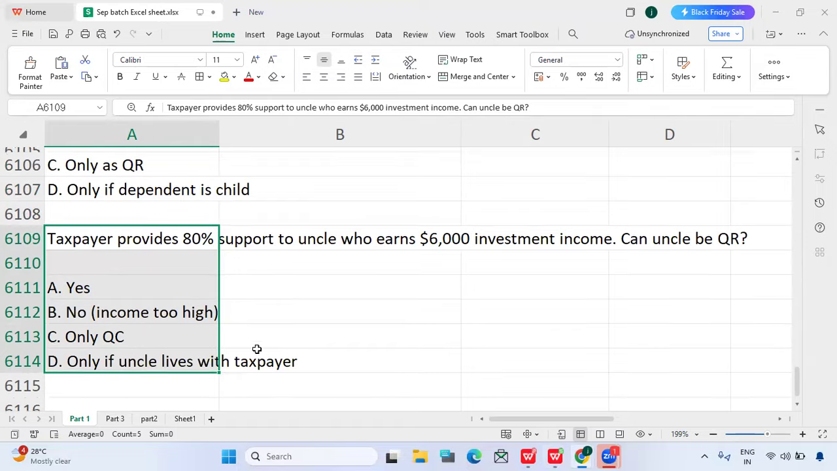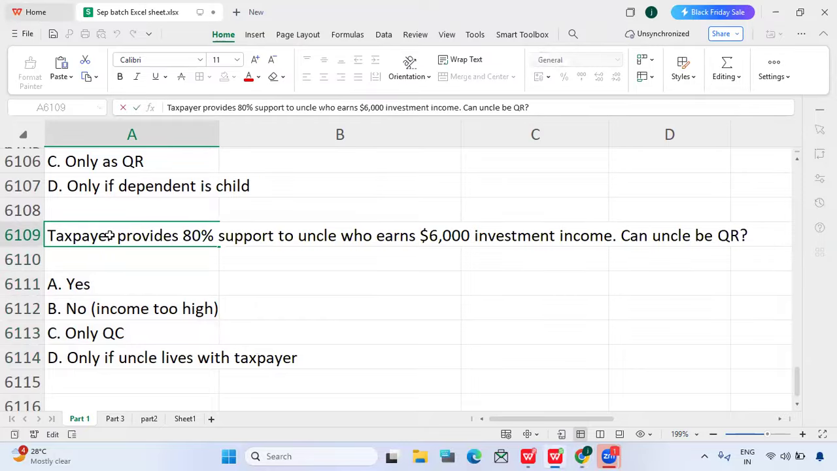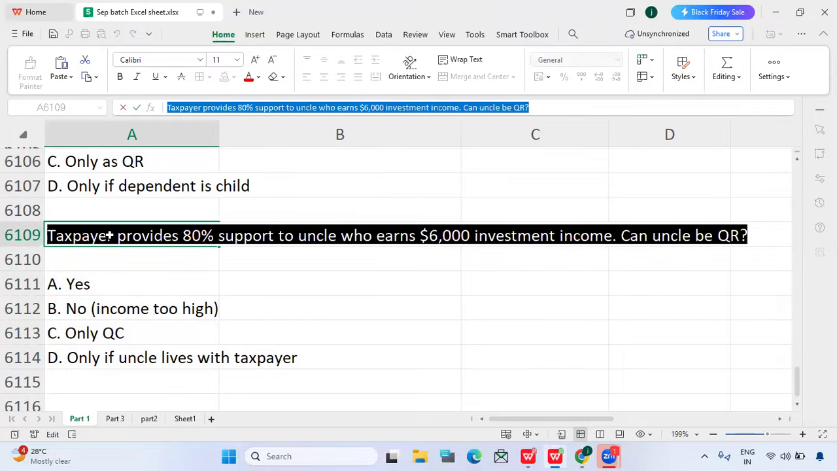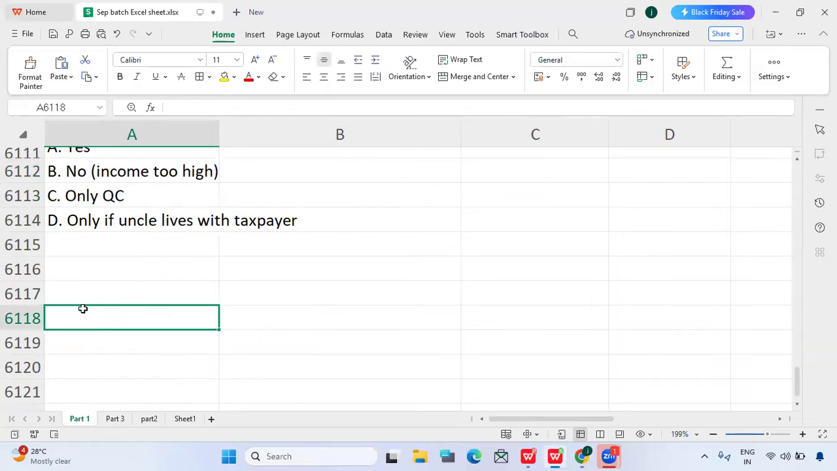After this, we have only one more question. Taxpayer provides 80% of support to an uncle who earns 6,000 investment income. So can the uncle be a qualifying relative? Option B, no. Income is too high. How many of you are saying option A or B? Option B, right? Yeah, you are correct. Option B, because income is more than 5050.